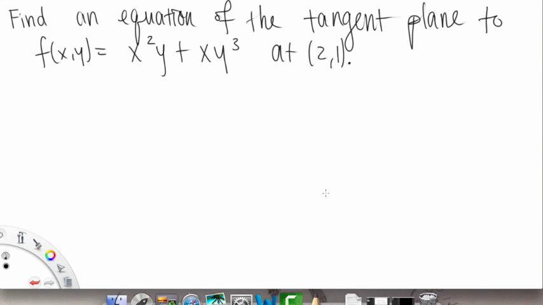Okay, so we're going to find an equation of the tangent plane to the graph of f of x, y equals x squared times y plus x times y cubed at (2, 1).